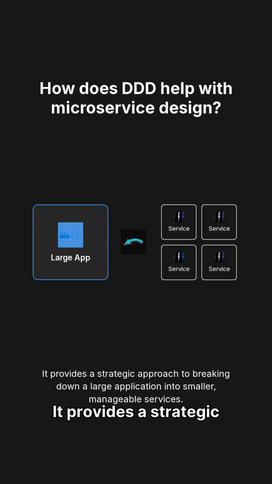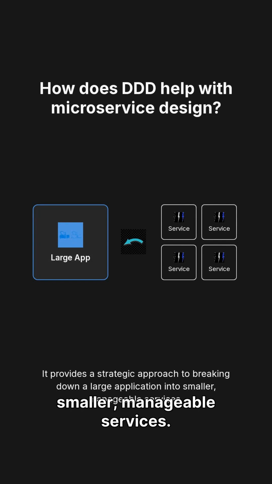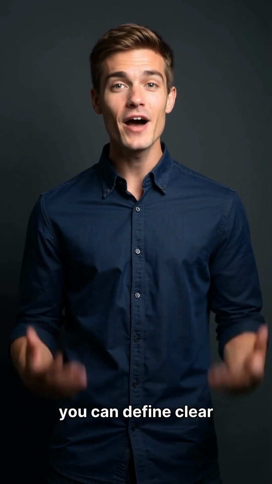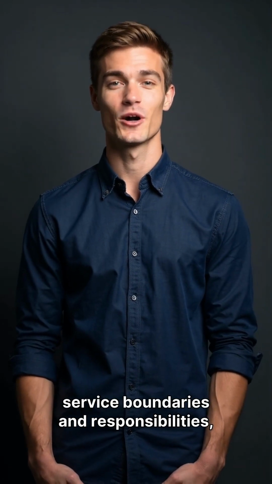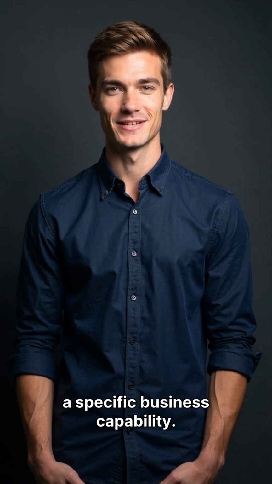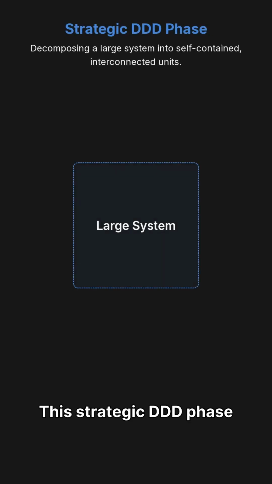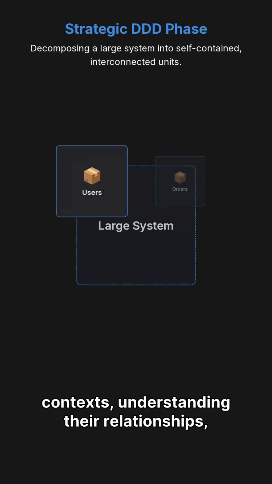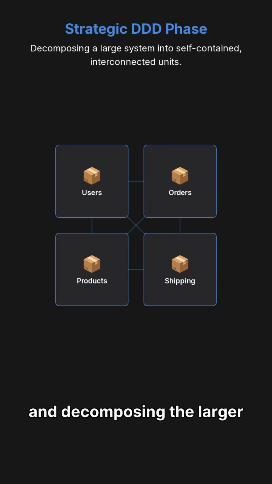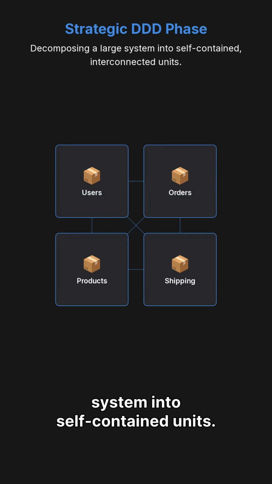It provides a strategic approach to breaking down a large application into smaller, manageable services. By identifying bounded contexts, you can define clear service boundaries and responsibilities, aligning each service with a specific business capability. This strategic DDD phase involves mapping out these contexts, understanding their relationships, and decomposing the larger system into self-contained units.